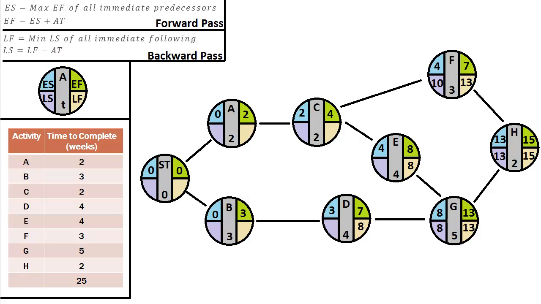If we look up at our formulas, the LF, which is the tan color, is the minimum LS of all immediately following activities. So F immediately follows C, and E immediately follows C. So what are the LS values in those two? Well, we don't know that yet because we haven't figured out the LS's for E and D. So let's go ahead and do that. For D, remember, it's just 8 minus 4, so that is 4.